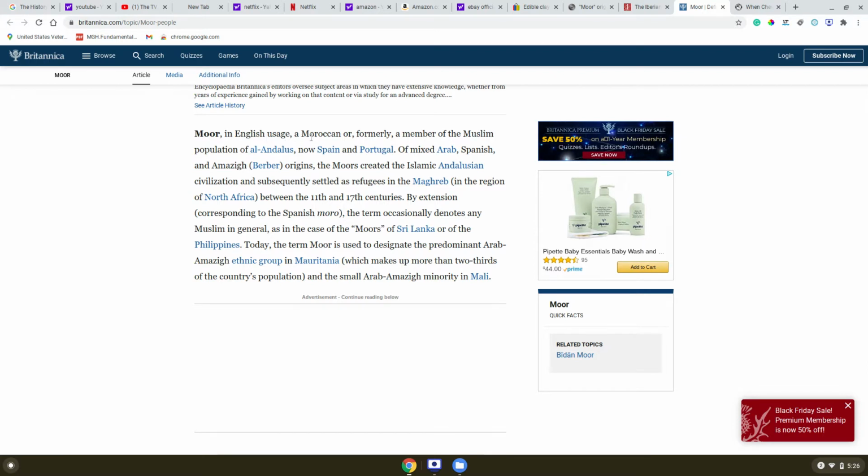Moor, in English usage, a Moroccan or formerly a member of the Muslim population of Al-Andalus, now Spain and Portugal, of mixed Arab, Spanish, and Amazigh Berber origins. The Moors created the Islamic Andalusian civilization and subsequently settled as refugees in the Maghreb, in the region of North Africa between the 11th and 17th centuries. It's funny that they don't mention having Negro blood here: Arab, Spanish, and Berber.